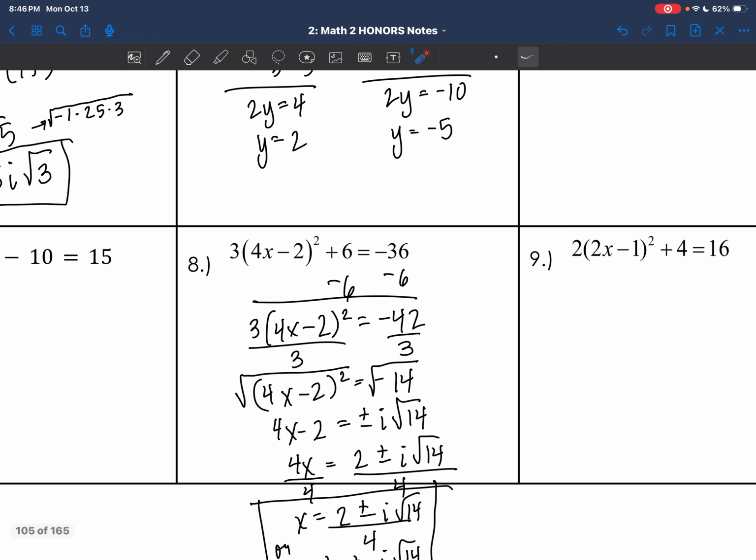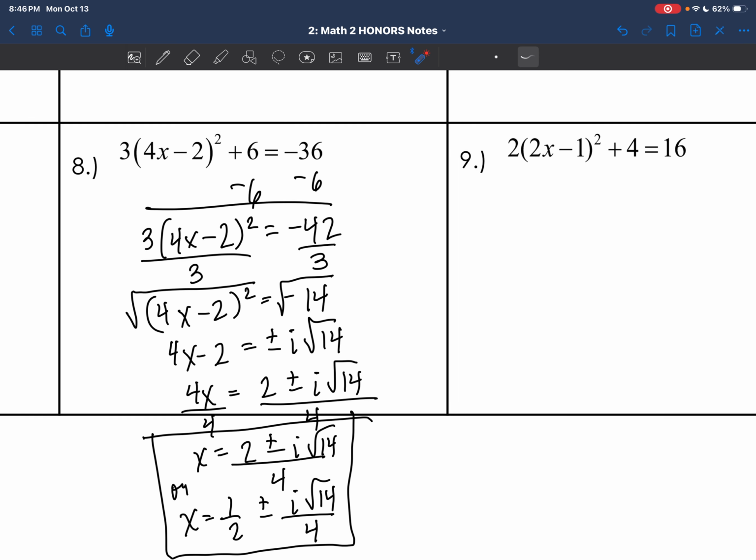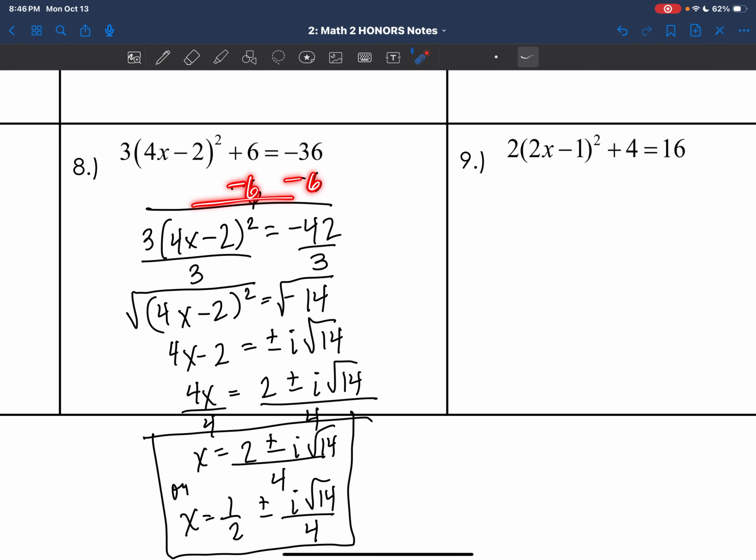All right, so let's look at number 8. Number 8 is a little different because it's a little complicated. You've got a complex number in there. First we're going to subtract 6, and then you're going to get 3 times 4x minus 2 squared equals negative 42. Remember, we want to get this isolated, so we need to get rid of the 3, so we're going to divide both sides by 3. That cancels out, so you're left with 4x minus 2 squared equals negative 14.